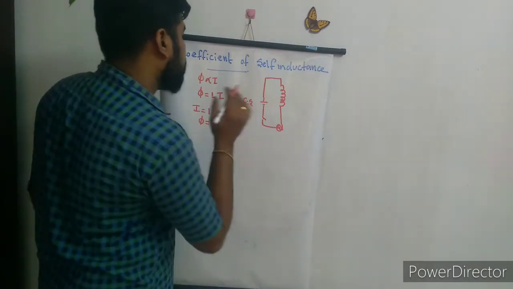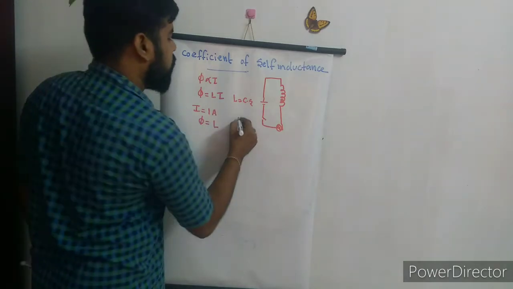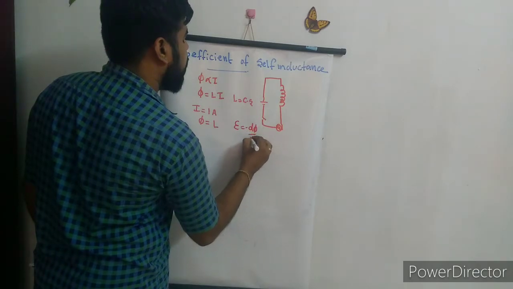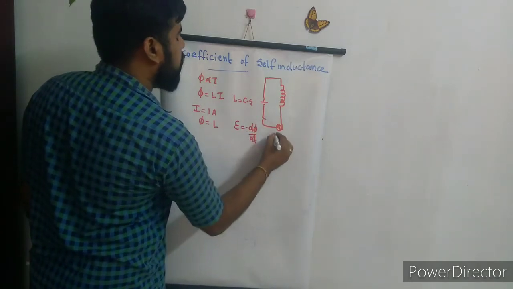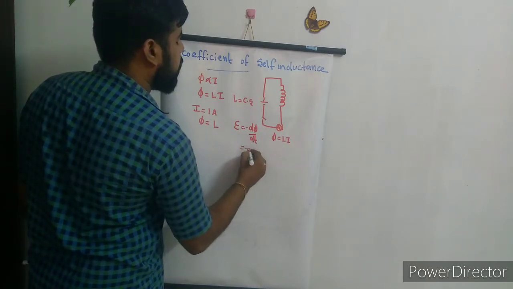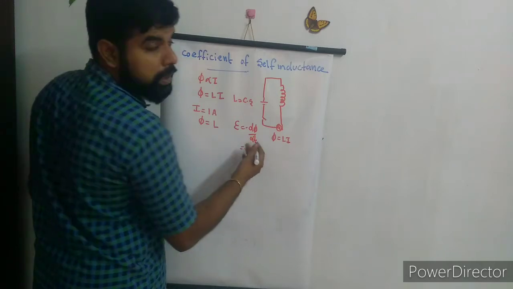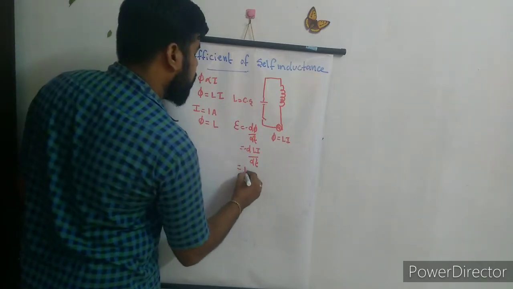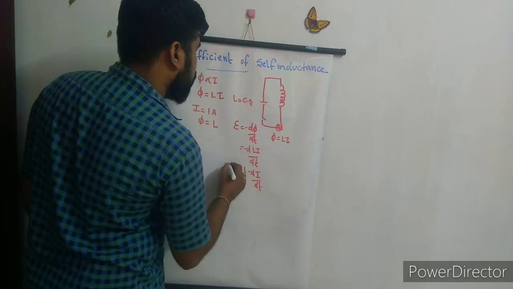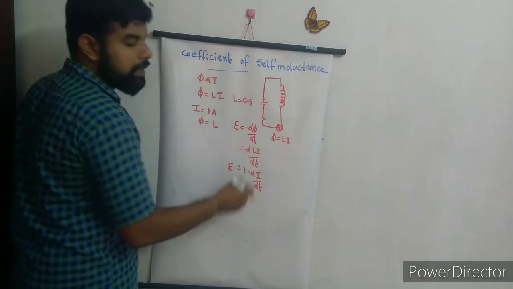Then we can define this coefficient of self-inductance using Lenz's law also. What is Lenz's law? E is equal to minus d phi by dt. Here phi is equal to Li. Now substitute this value: L is a constant, so taken outside. So the EMF is equal to L into minus di by dt.